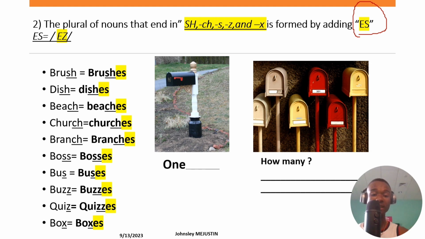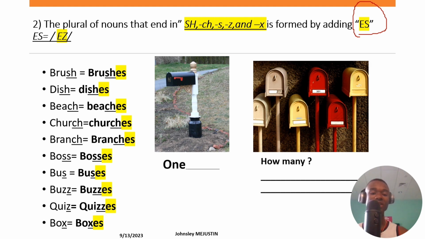Whenever you see these at the end of a word, if you want to have the plural, you add that es. For example, you say brush, the plural is brushes. Remember that es sounds like is in this case. If you have brush, you'll say brushes. You see?